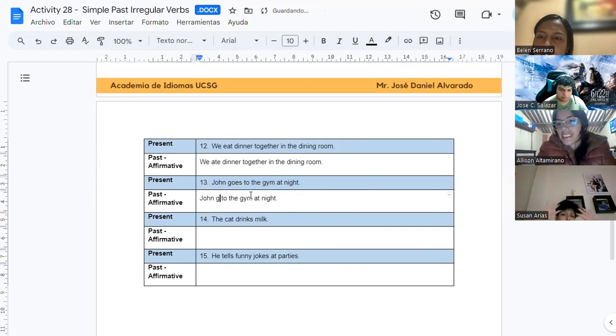Aún no completo eso. Estoy aún así. Okay. Now, who has the answer for number 13? What is the simple past of go? Went. Went. Very good. John went to the gym at night.